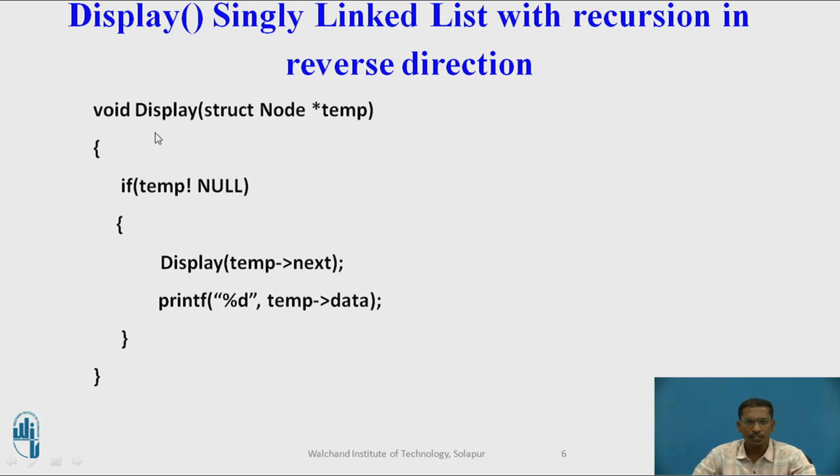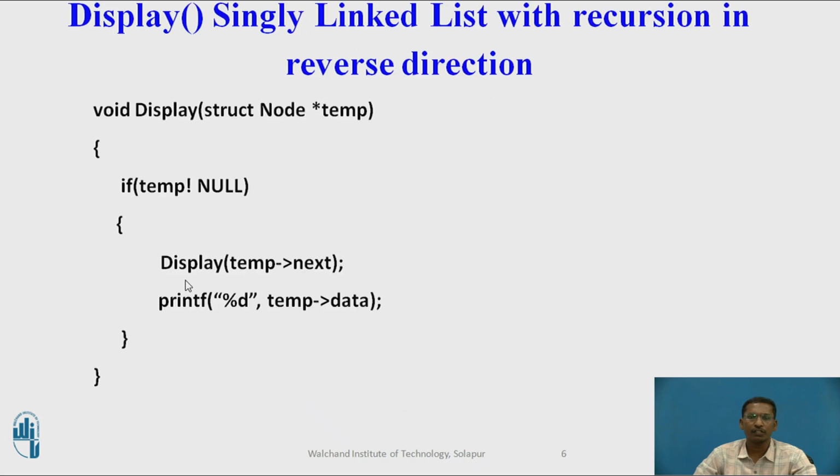Now we are using a recursive call for printing the contents of the singly linked list in reverse direction. So the same function we will use, display with struct node star temp. If temp not equal to null, it will come inside this if. So this is again the exit condition. Now instead of printf as the first statement, we are calling the recursive call, and what we are passing is temp arrow next. So we are calling the recursive display function with temp arrow next.